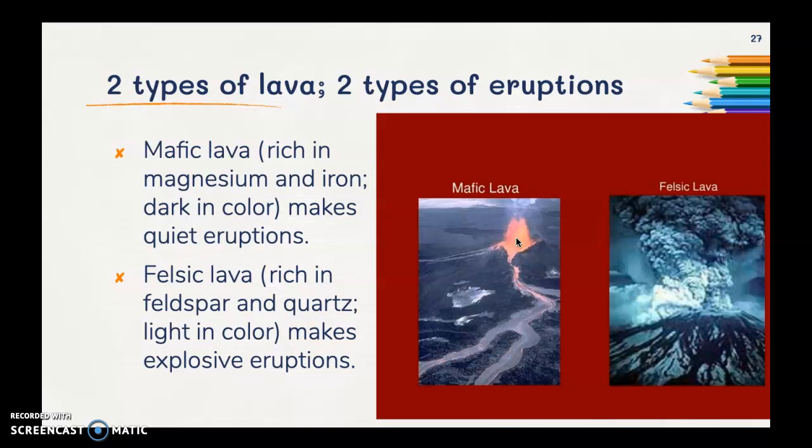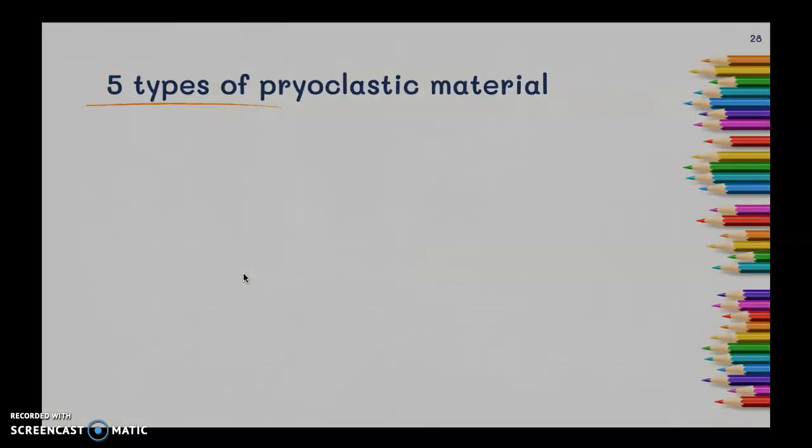So those 2 types of eruptions, I mean, some volcanoes you can just stand nearby and watch them erupt and you're not really in danger. And some, if you're anywhere in the county, you're likely to be covered with volcanic ash. And that is all a result of the 2 types of lava.